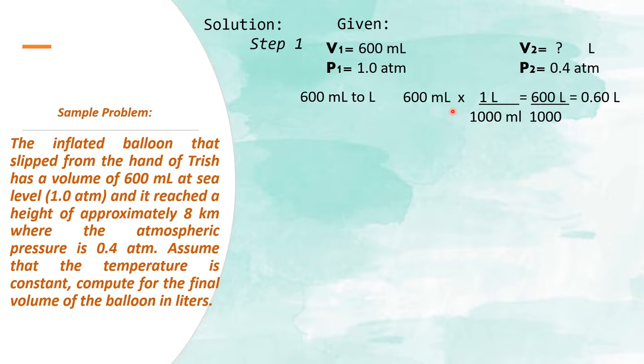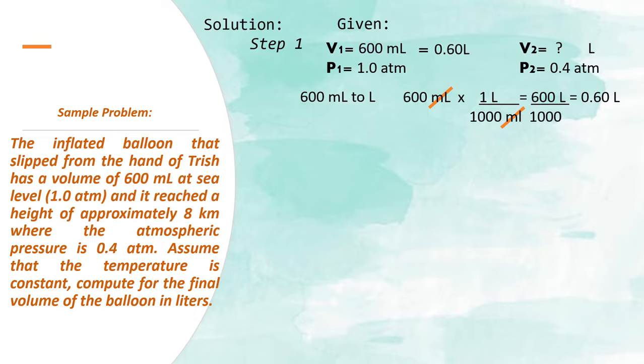You will just write 600 ml times. Alam naman natin na ang 1 liter ay katumbas ng 1,000 ml. Sa baba natin ilalagay ang 1,000 ml for us to cancel ml. Tira natin si liter since liter naman ang ating desired unit. Cancel ml. Next is 600 times 1. The answer is 600. Copy natin si remaining unit which is liter over 1,000 is equal to, divide lang natin siya, 0.60 liters. Ang initial volume mo na ngayon ay 0.60 liters.